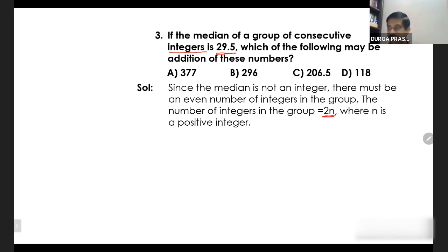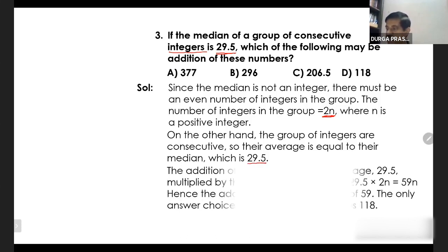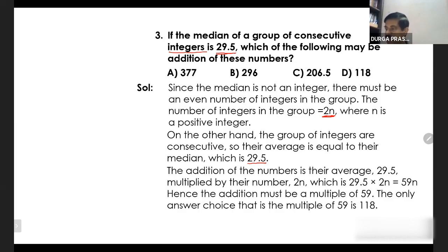As we discussed, it will have an even number of numbers, so that is 2n, where n is a positive integer. The median is given as 29.5, which is the sum of two numbers divided by 2. So 29.5 into 2n is 59n. That means the answer should be a multiple of 59.